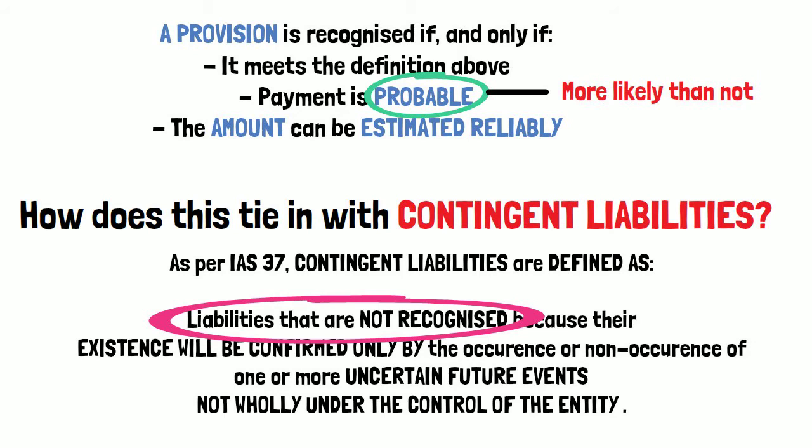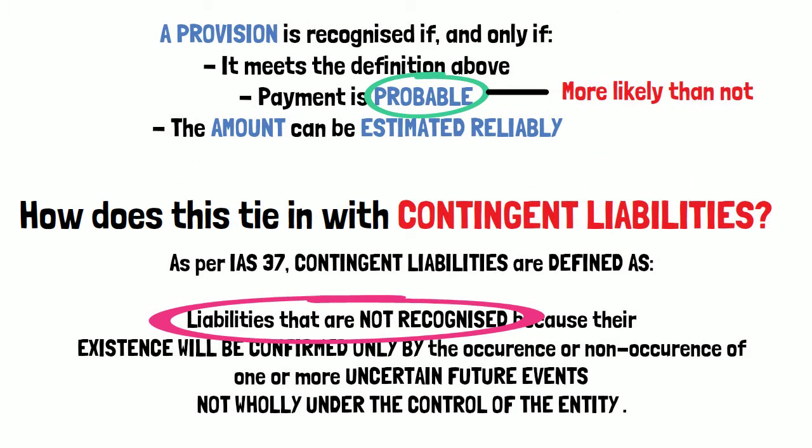So whereby a provision identifies that there is uncertainty of the timing and amount of an economic outflow, a contingent liability calls into question the probability of an economic outflow even occurring.